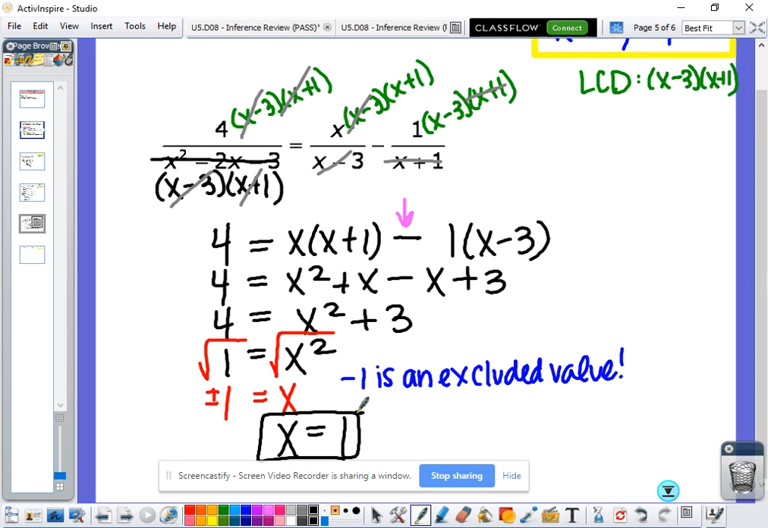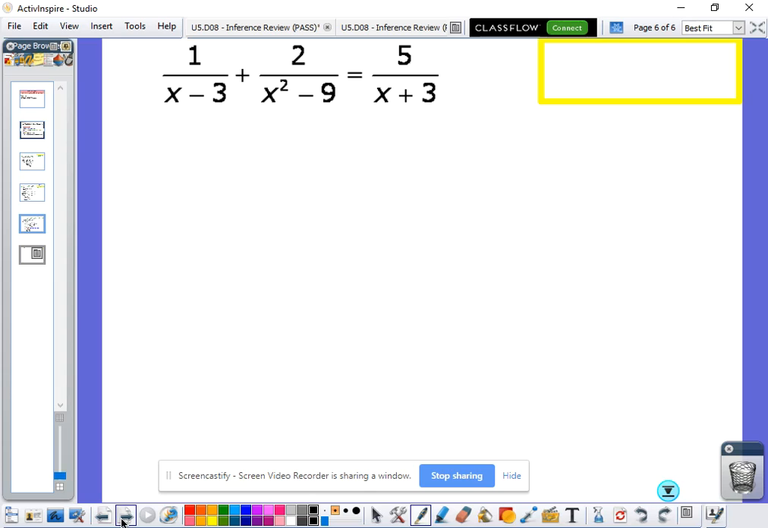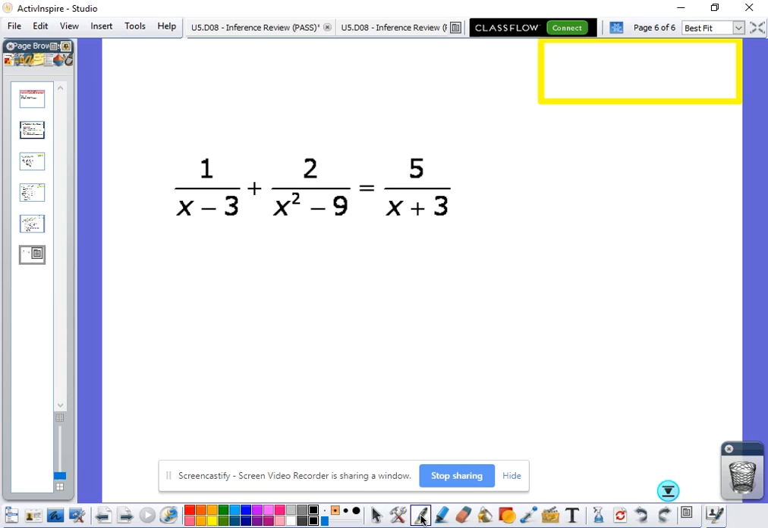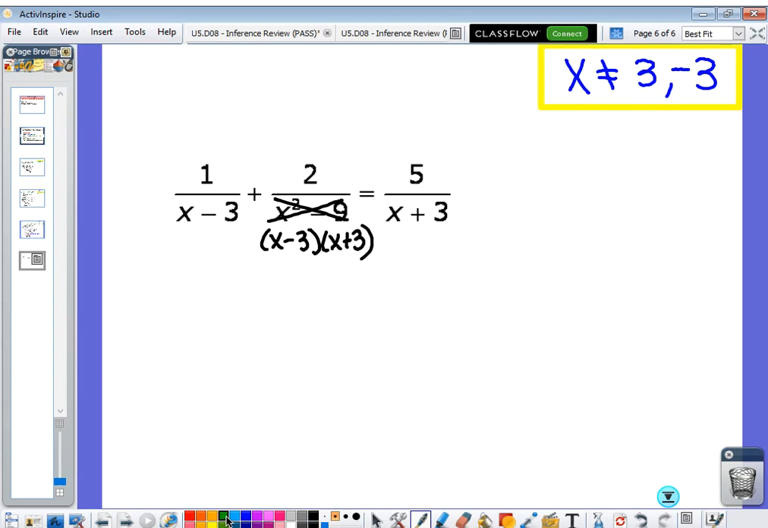All right, moving on to our last example, example 4. Step 1 will be to factor first. The denominator that we have in the middle there is a difference of squares, so this will factor nicely into x minus 3 and x plus 3. Looking across at all my denominators, I have 2 excluded values. If x equals positive or negative 3, that would make my function undefined. So there's my 2 excluded values.